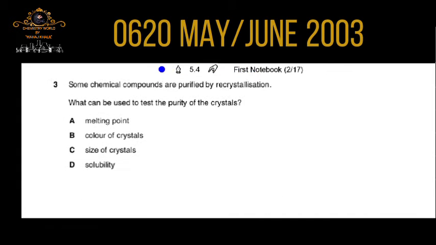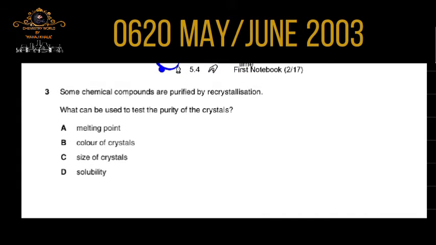MCQ number 3. Some chemical compounds are purified by recrystallization. What can be used to test the purity of crystals? Its melting point, its color of crystals, size of crystals, or solubility. So the purity of crystals can be identified by option A, melting point.